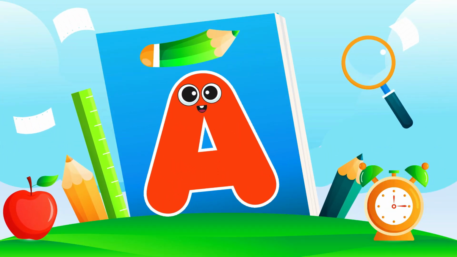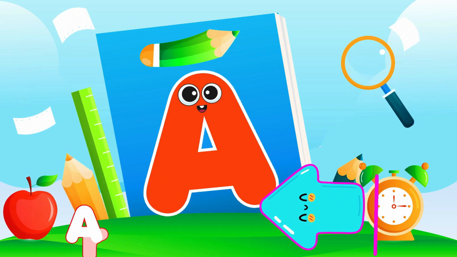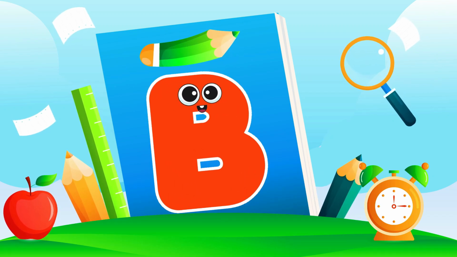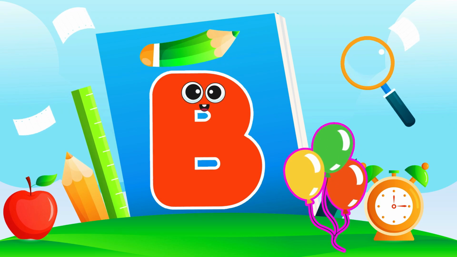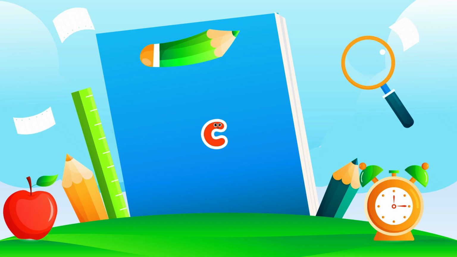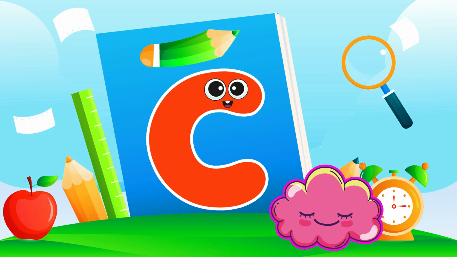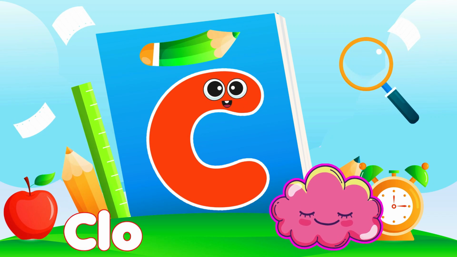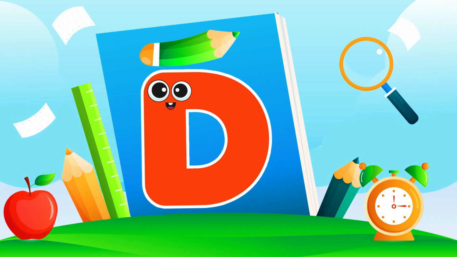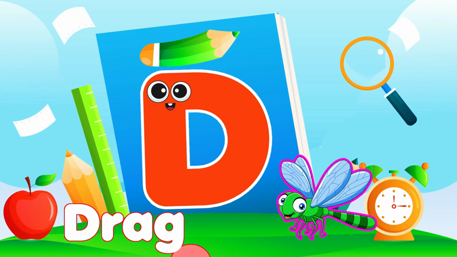A is for arrow. B is for balloon. C is for cloud. D is for dragonfly.